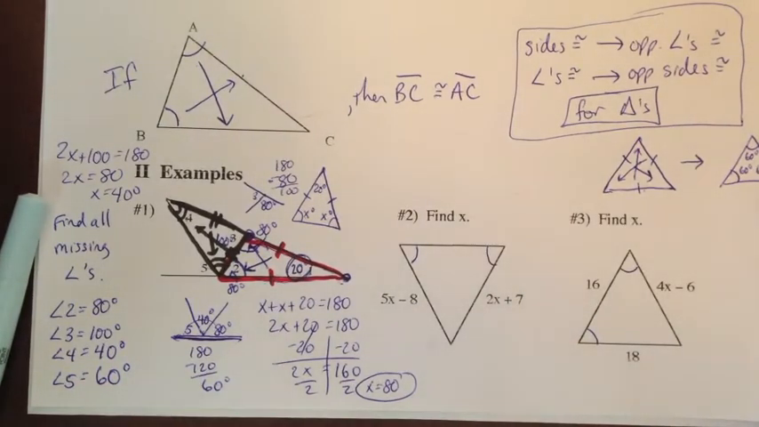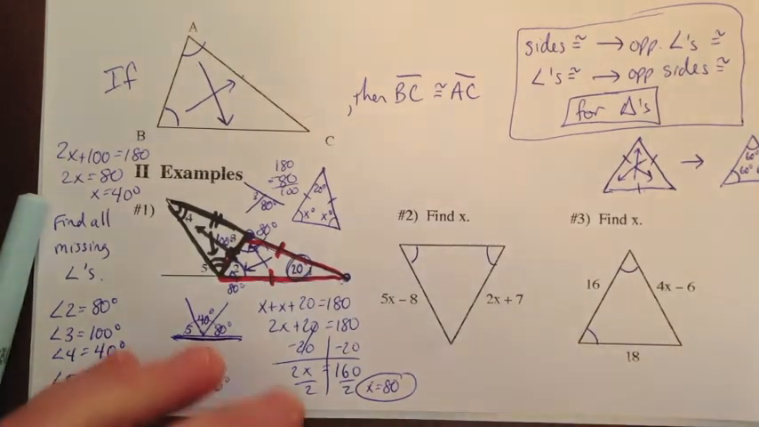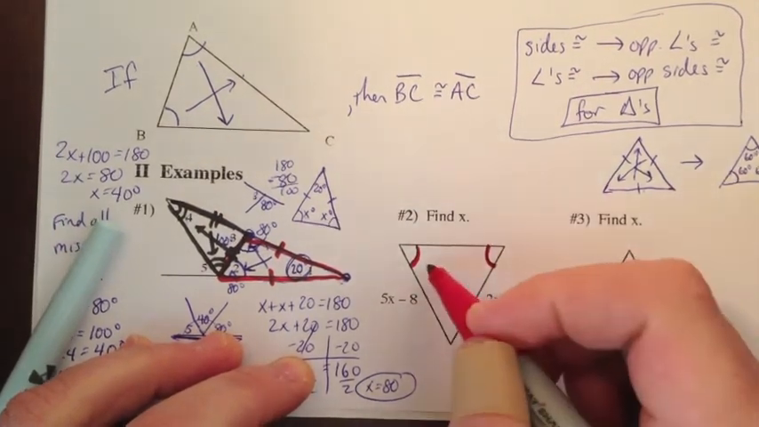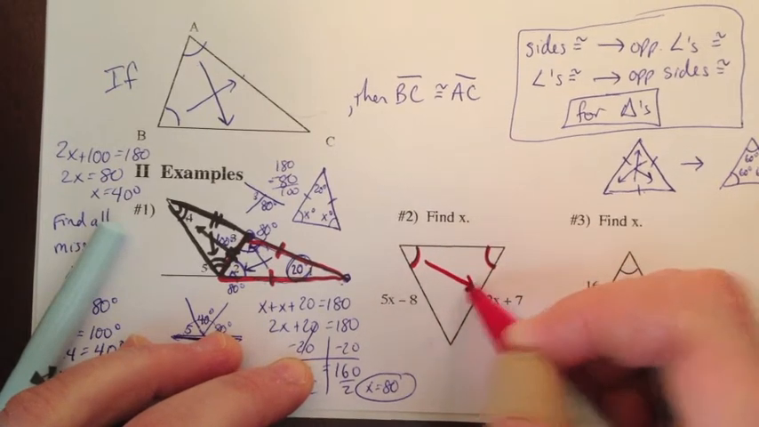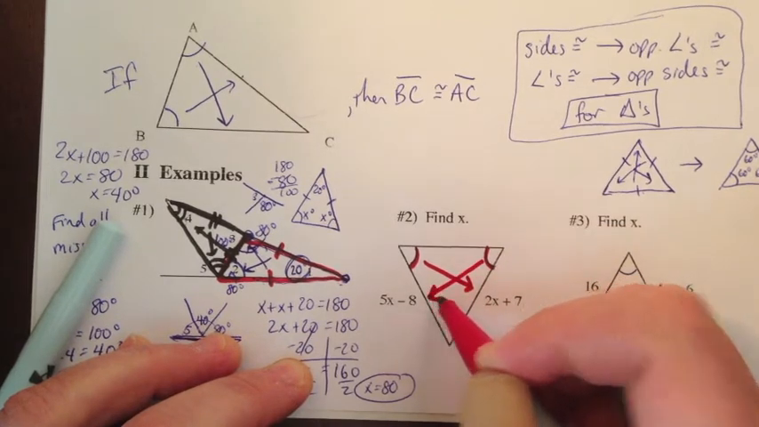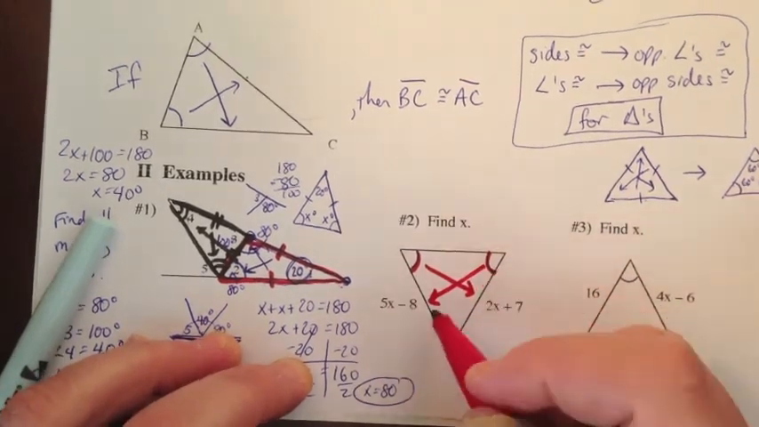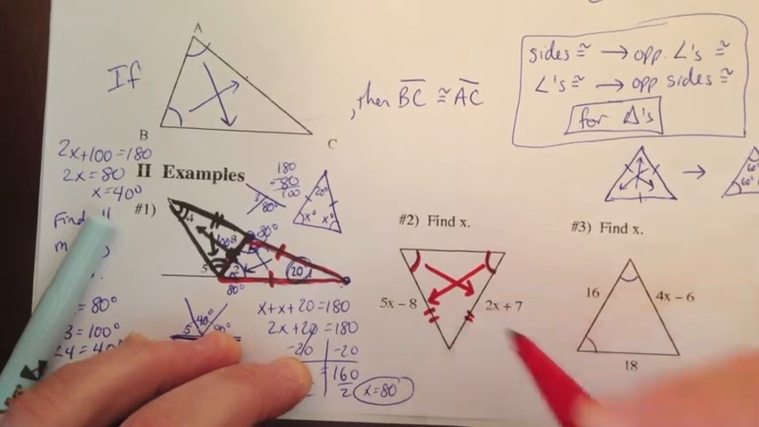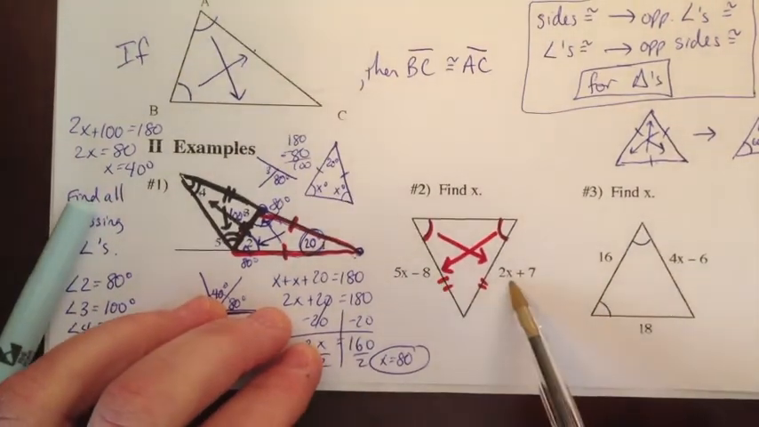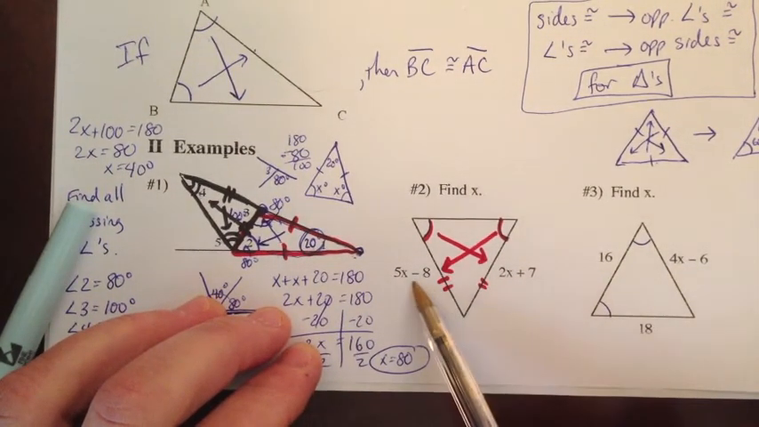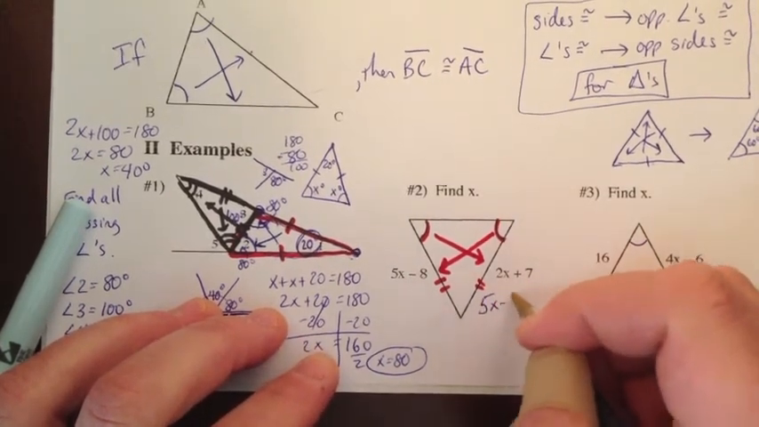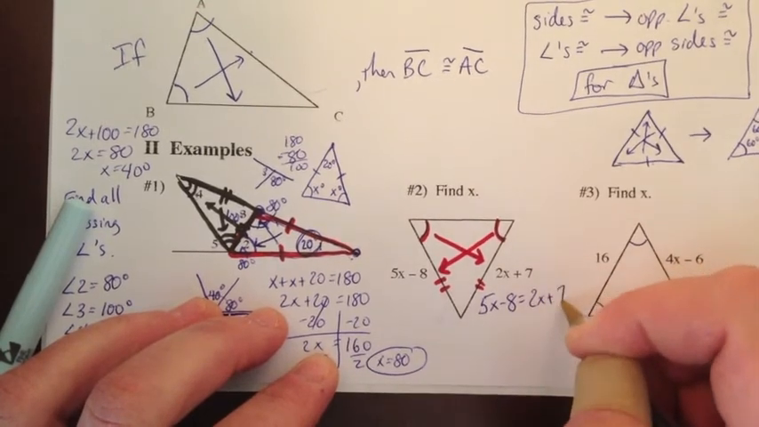They tell us that two angles are congruent. Well, if the angles are congruent in a triangle, then their opposite sides are congruent. So I'm going to draw an arrow to this opposite side, and then from this angle goes to this side. What do I know about these two sides? They're the same. I'm going to mark those. Those are congruent. If they're congruent, then that means they're equal. The measures are equal. So 5x minus 8 equals 2x plus 7. There's my equation. 5x minus 8 equals 2x plus 7.